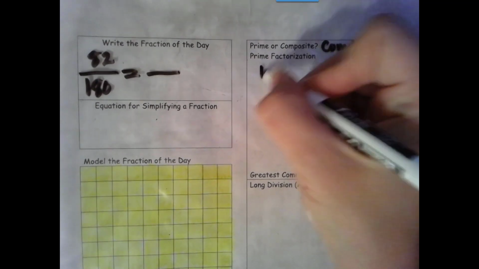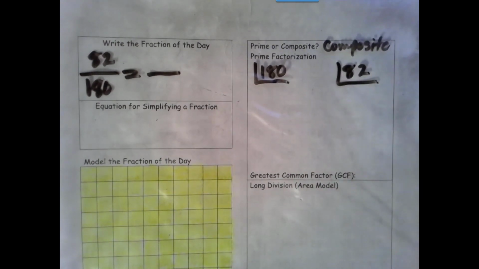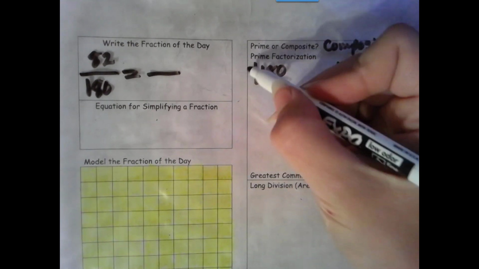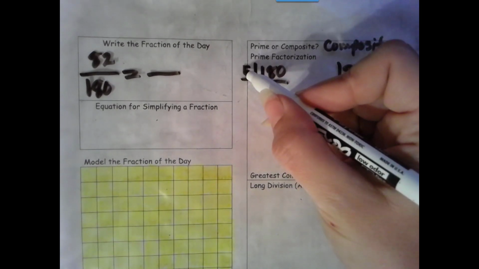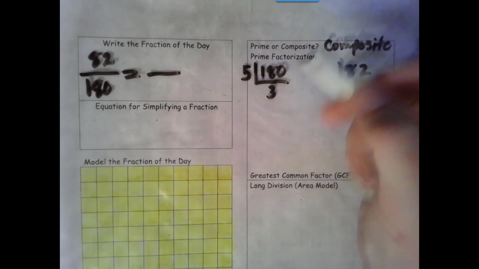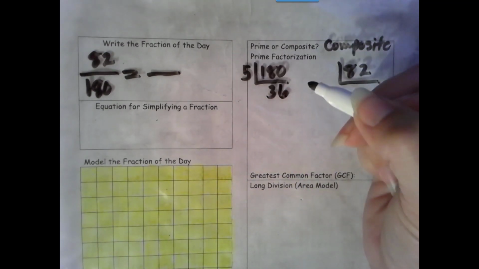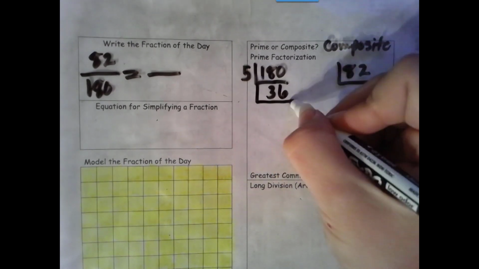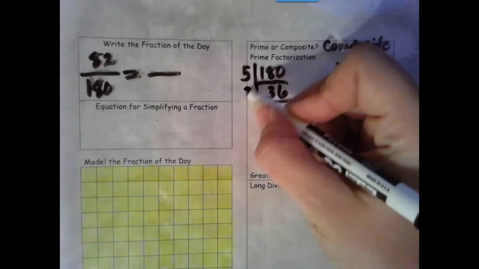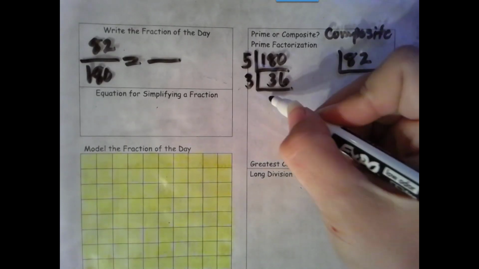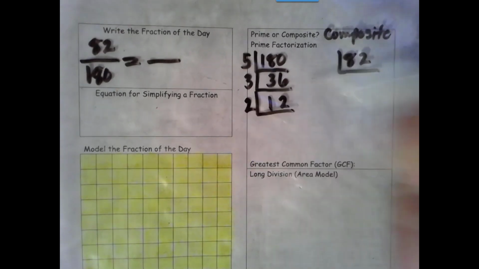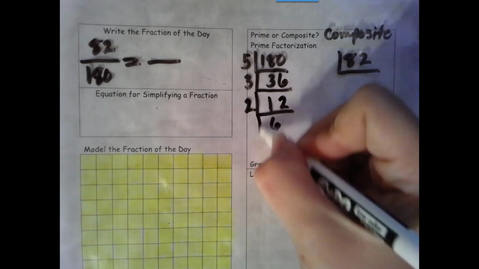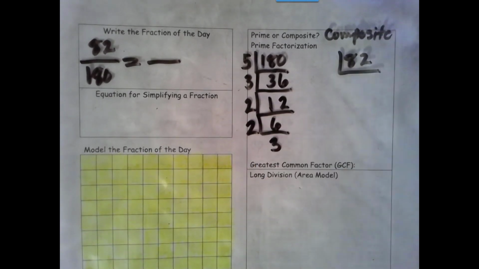And that means we have to do the prime factorization of both our numerator and our denominator. Let's see. 180 ends in a 0, so I can divide by 5. I can get 3 groups of 5 out of 18. That leaves 3 tens, so that would be 6 times 5 is 30. 3 plus 6 is 9, so I can divide by 3. I can get 1 group of 3 out of 3, 2 groups of 3 out of 6. 12 is even, I could divide by 2. 6 is even, I could divide by 2, I get 3.